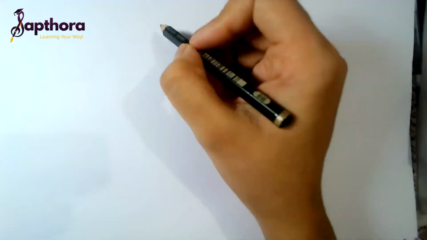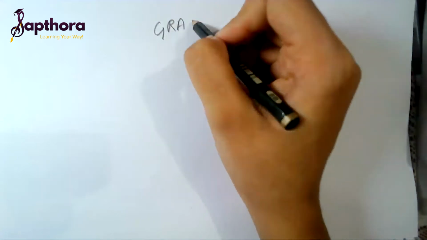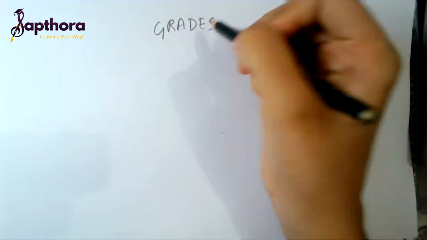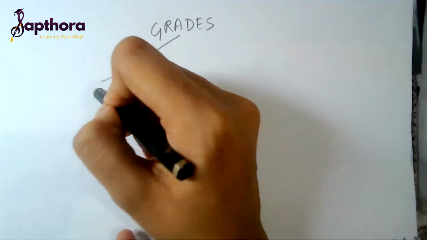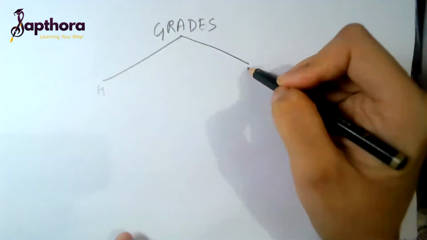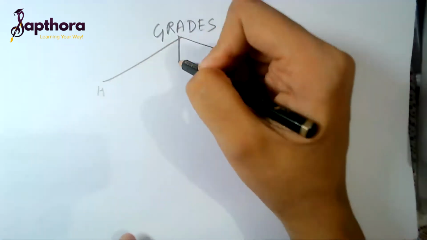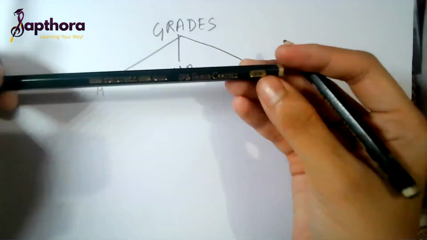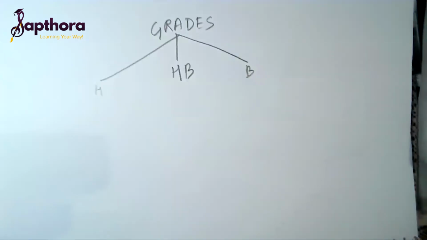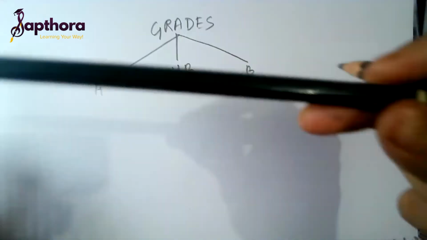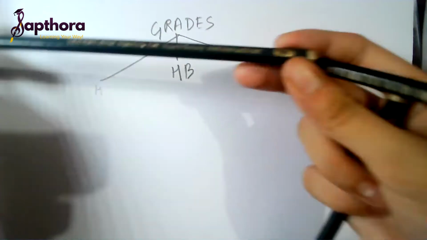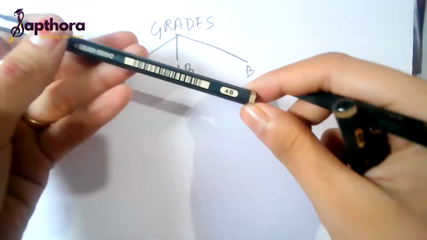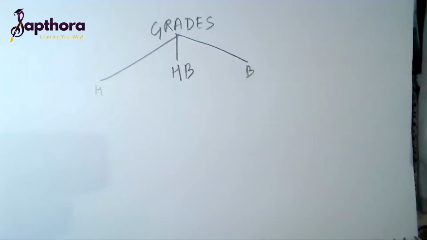So we have different grades of pencils depending on the tone you want to give. The grades of the pencils are either H, B, or together HB. Observe your pencil, there must be a grade written on it. Either it can be H, or it can be HB, or B grade pencils. So what are these three different pencils used for?